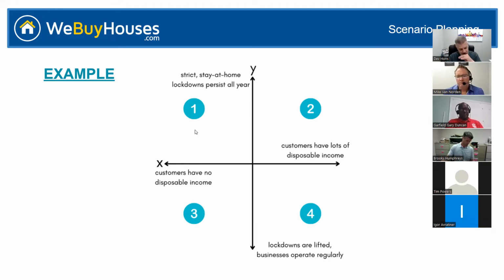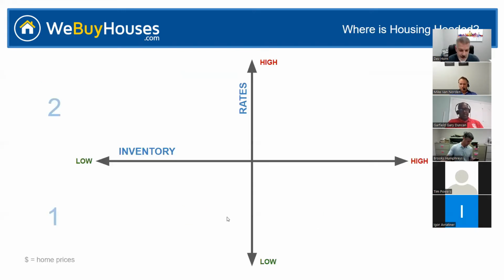So what we would do with this method is take 2 things that are uncertain or changing, the factors that impact our business, put them on 2 opposing axes, and then define each quadrant. And here's how this works in our business.